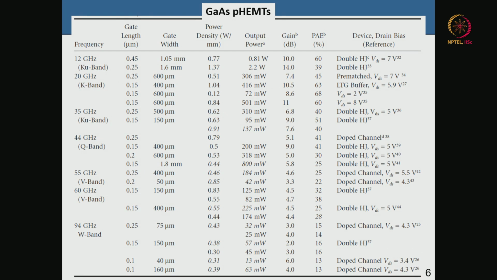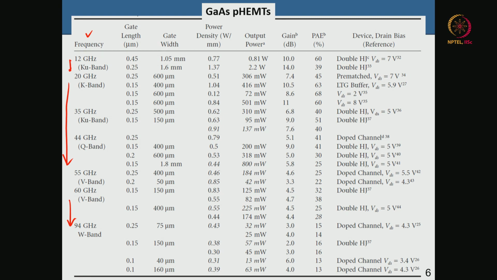So this is gallium arsenide pseudomorphic HEMT for power amplifier. So what are the things that they are showing? Here they are showing the frequency: 12 gigahertz, 20 gigahertz, 35, 44, 55, 60, 94 gigahertz. These are different frequency bands. W band, 94 gigahertz is W band, 12 gigahertz is at the border of X band and Ku band, okay, Ka band, V band, etc. They have different military, strategic, civilian wireless communication applications, drone and other things, okay.